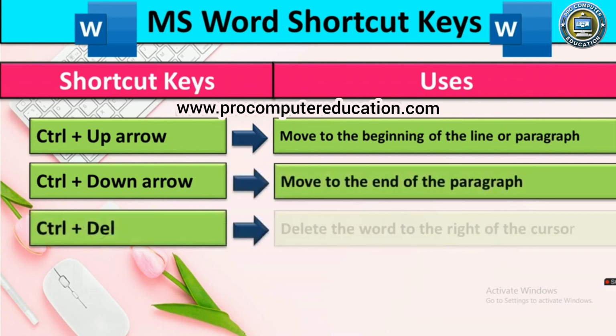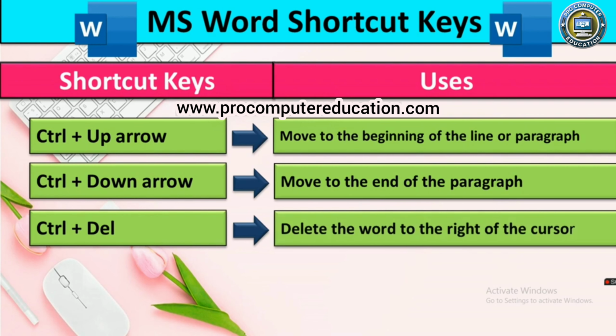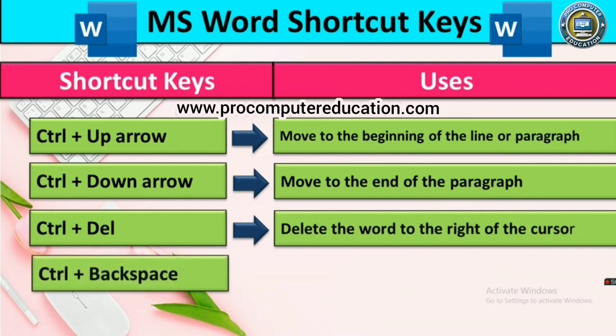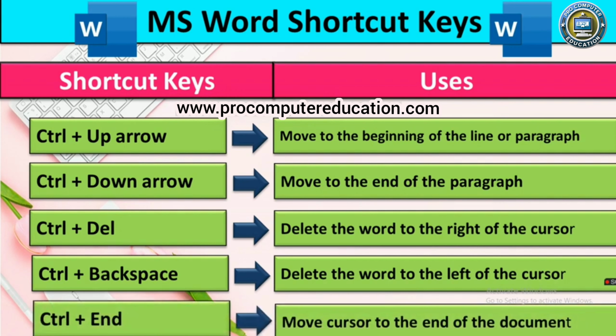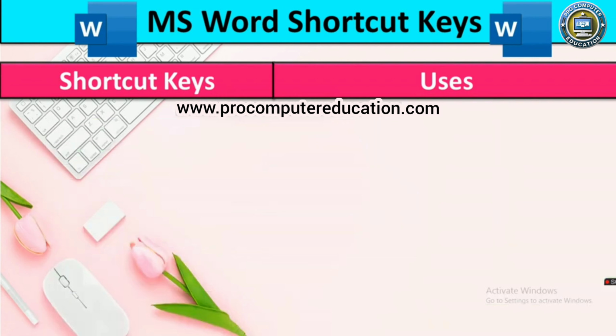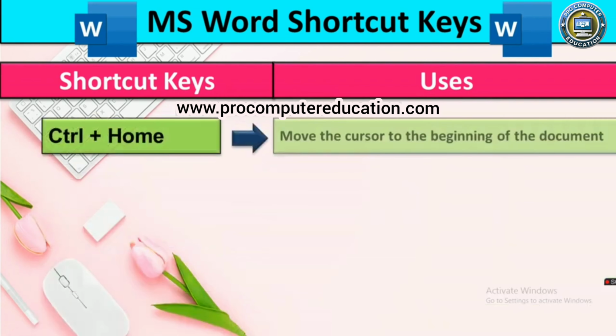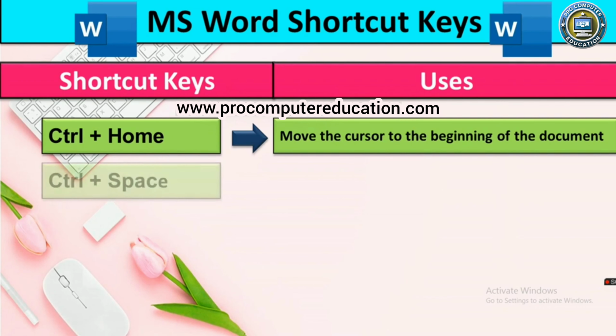Ctrl plus Delete, delete the word to the right of the cursor. Ctrl plus Backspace, delete the word to the left of the cursor. Ctrl plus End, move cursor to the end of the document. Ctrl plus Home, move the cursor to the beginning of the document.